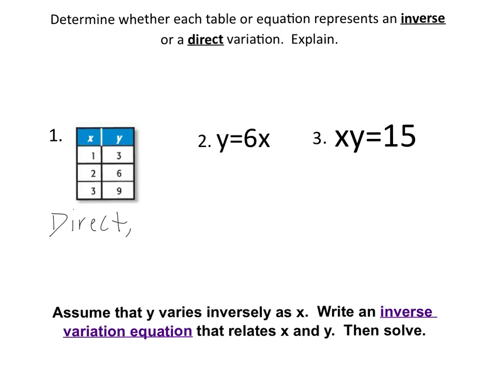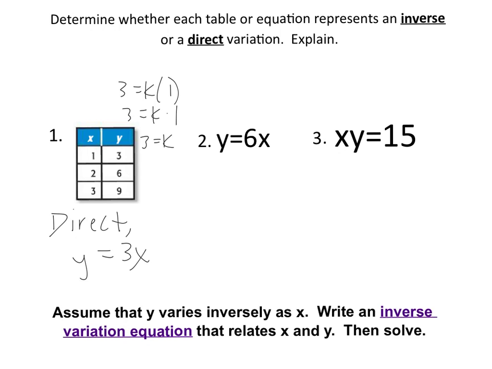I could plug in a point and figure out k. So I could say 3 equals k times x. Okay, so 3 equals k times 1. So 3 equals k. So my equation or my explanation would be y equals 3x.